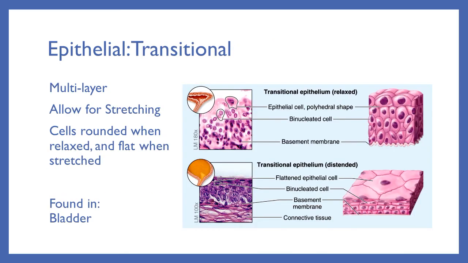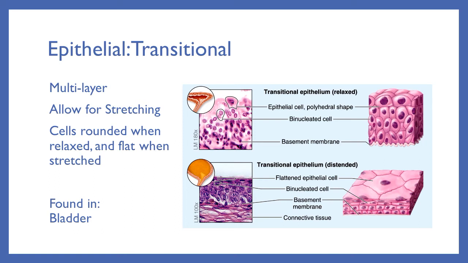Lastly, we have the transitional cells. These cells are in multiple layers and they do not have a standard shape. The function of transitional cells is to stretch. The cells are kind of a round shape when they're relaxed, and they become flat, almost squamous-like whenever they're stretched. You'll find these inside of the bladder.